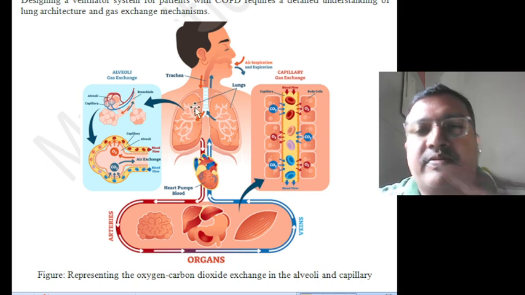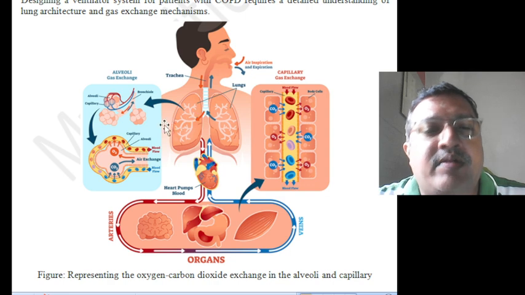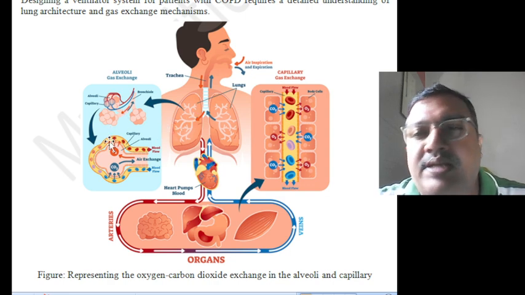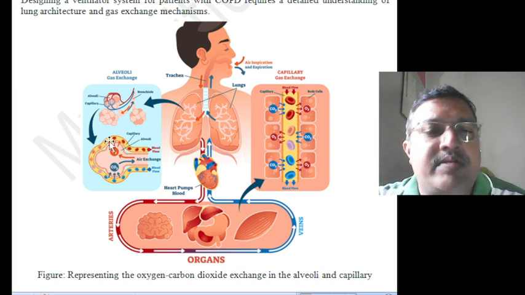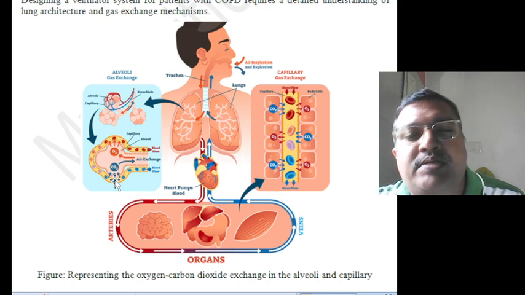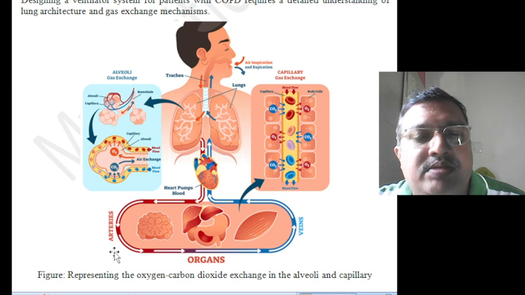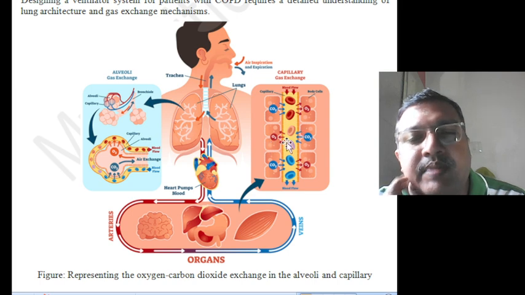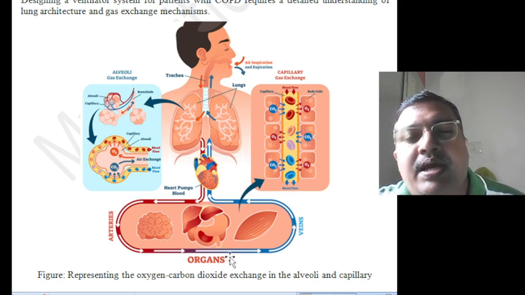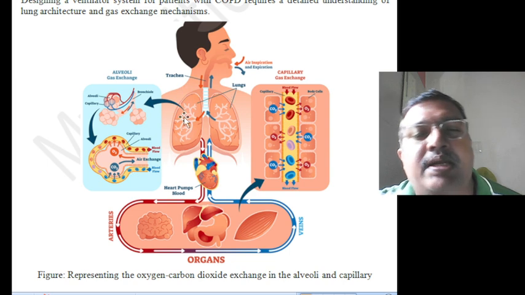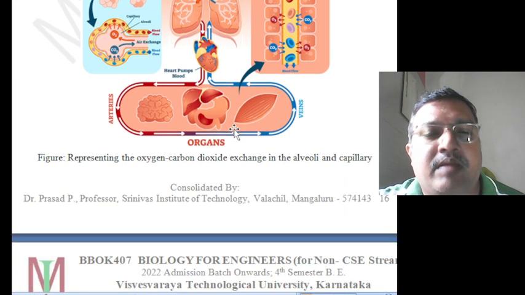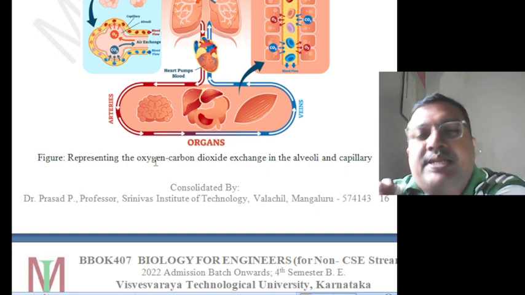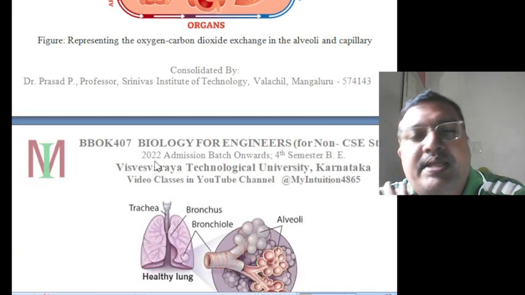You can see there is a series of tree-like structure. Branches are there. At the end of that, we call it as alveoli. It is a balloon-type structure. Inside that, the gas exchange takes place. Oxygen to carbon dioxide exchange takes place. Then it goes to the various organs through the blood. The oxygen is taken up by different organs of the body, and it gives back the carbon dioxide. That is represented here, capillary gas exchange. And after that, the carbon dioxide filled air comes here, and again carbon dioxide oxygen exchange takes place in the lungs. Okay, so the representation of oxygen carbon dioxide exchange in alveoli and the capillary is represented here.